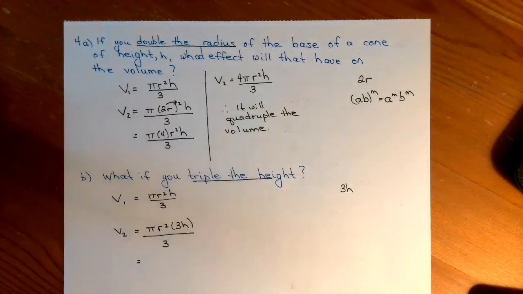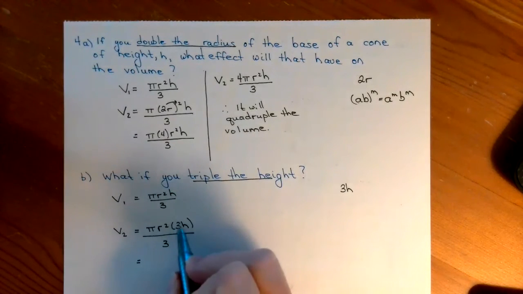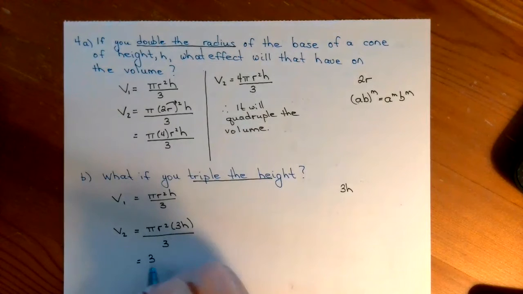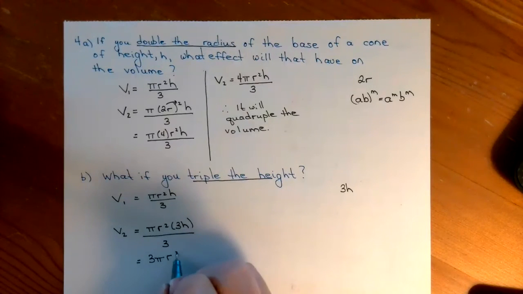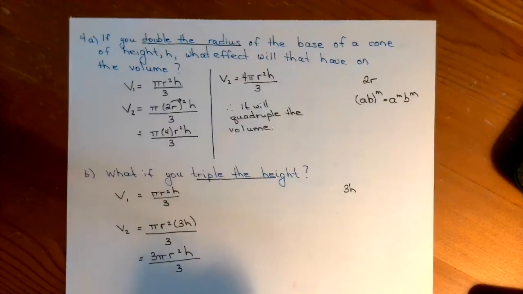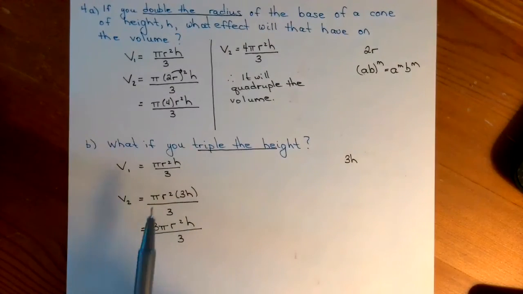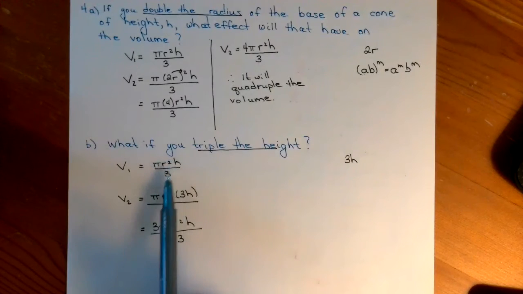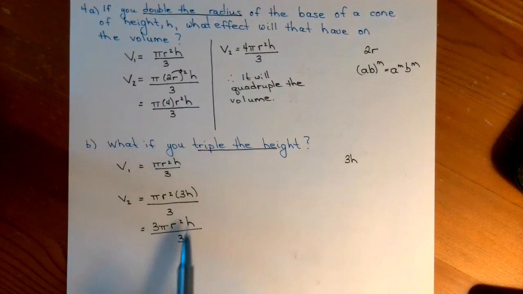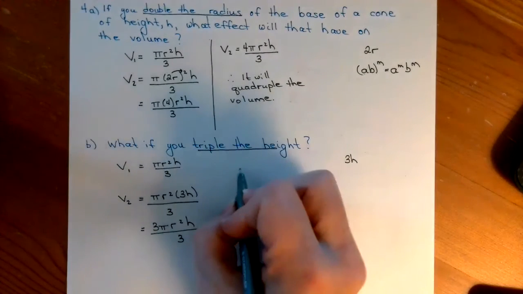Well, if I always pull the number to the front, I pull out the 3, 3 pi r squared h all over 3. Well, if I compare volume 1 and volume 2, volume 1 is pi r squared h over 3, volume 2 is pi r squared h over 3, but this is all being multiplied by 3, so obviously it has tripled the volume. So tripling the height will triple the volume.